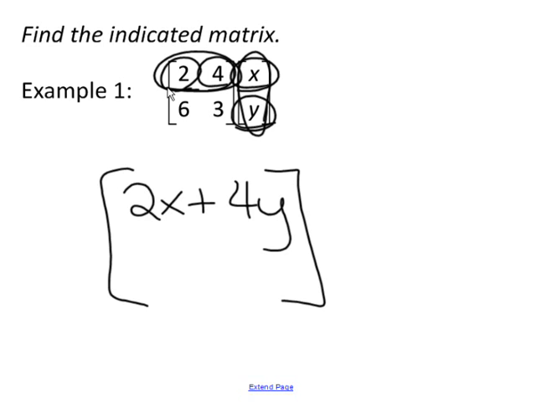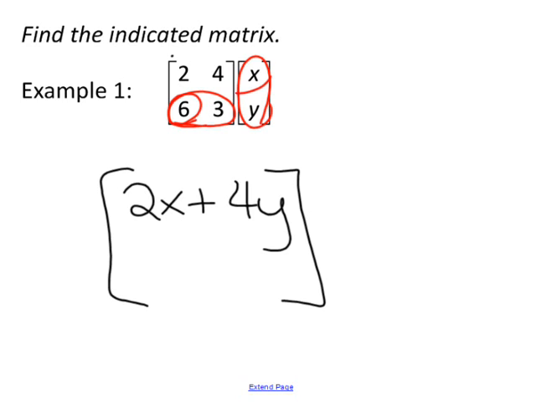If you look at the second row, let me erase this so we get a little bit clearer picture here. The second row times this column, I have the 6 times the x, which is 6x, and I'm going to add the 3 times the y, which is 3y. Funny looking matrix, but there you have it.